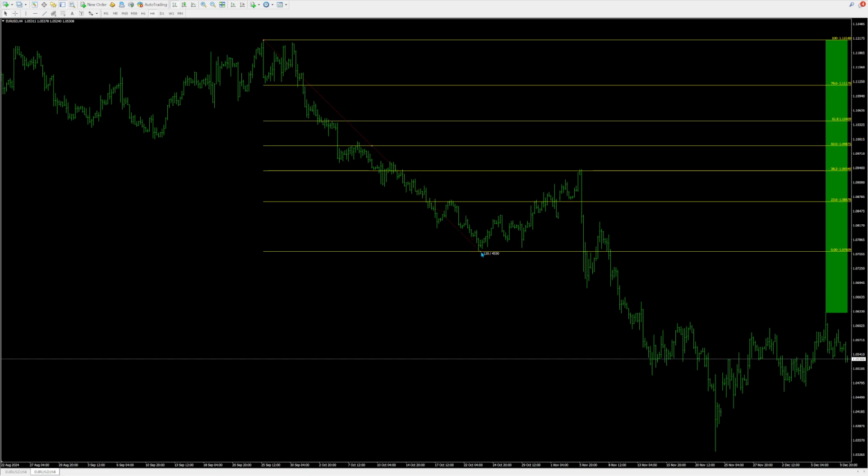You see, it would have been here. Price did retrace to this point here. You can see that lines up perfectly with the 38 line. So that is how I would be looking to trade in this instance.